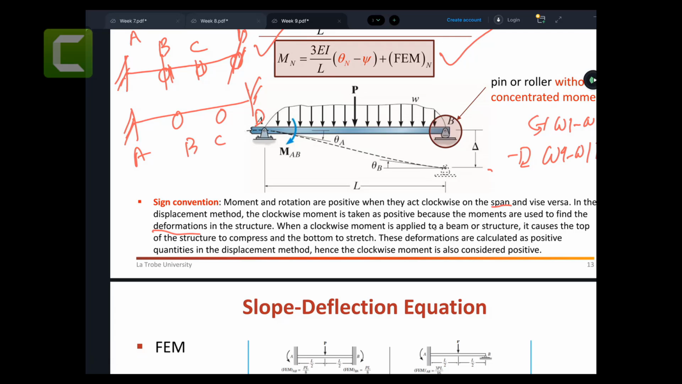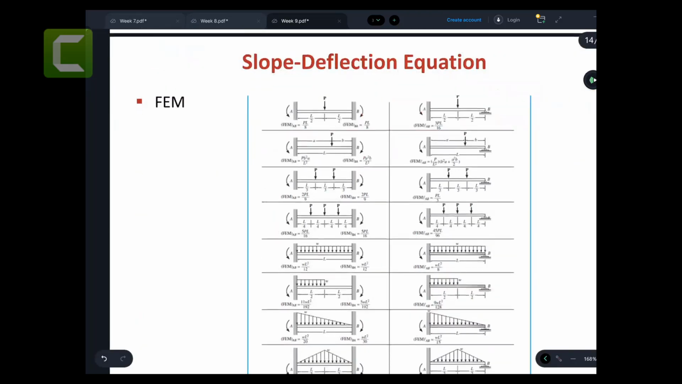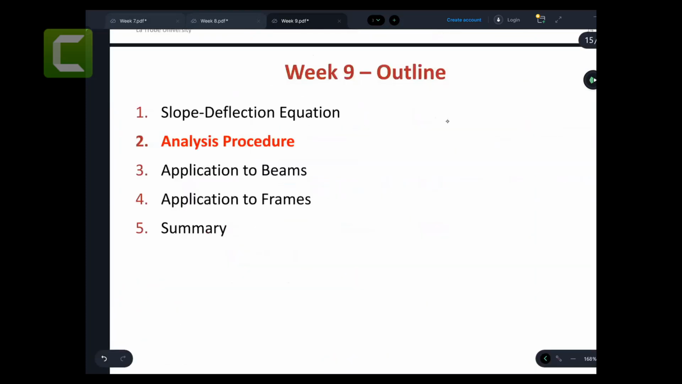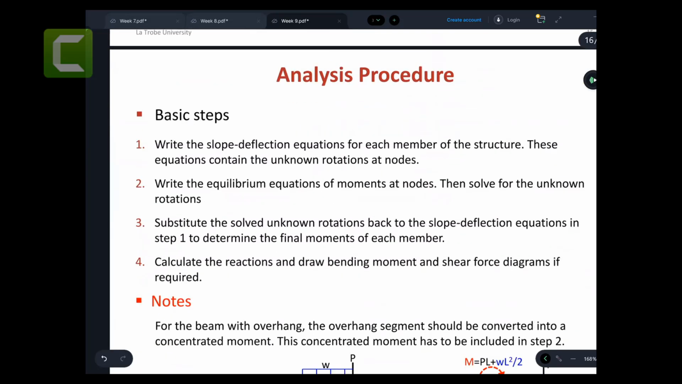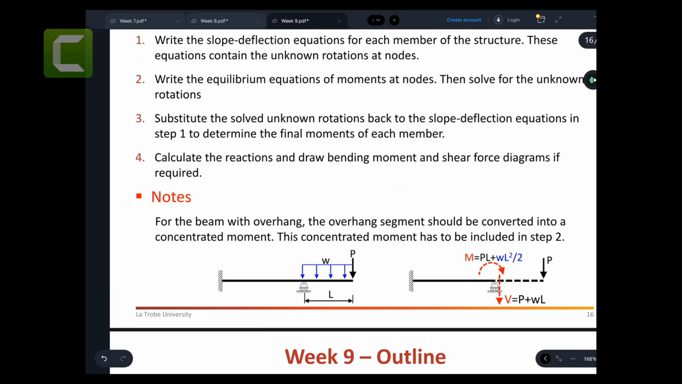When a clockwise moment is applied to a beam or structure, it causes the top to compress, like a smiley face, and the bottom to stretch, which is tension. So these deformations are calculated as positive quantities in the displacement method. Hence, the clockwise moment is also considered positive. That's the reason it creates the smiley face in the displacement methods. These are some of the equations for slope deflection and fixed end moments. I'm going to show you how to use those in a minute. Next are the analysis procedures. When I take an example, it will probably be clearer for you.